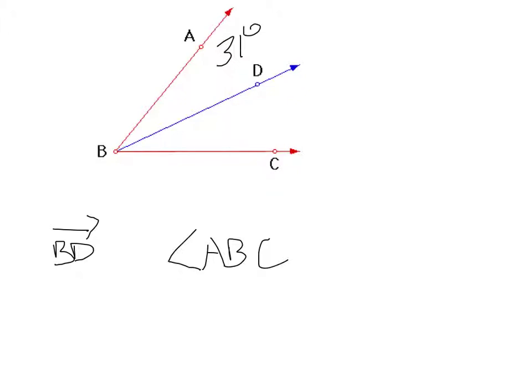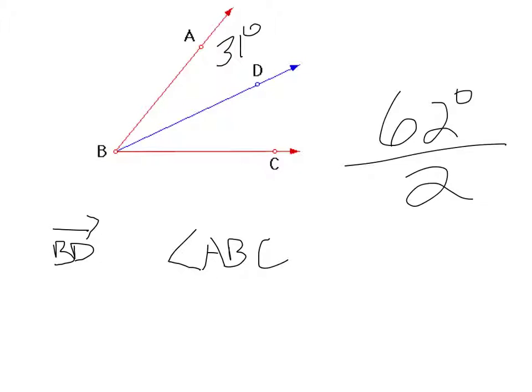Or if I'm given an entire angle measurement, let's say angle ABC is 62 degrees, I just say what is 62 divided by 2, and I'm going to get my 31 there and 31 there.